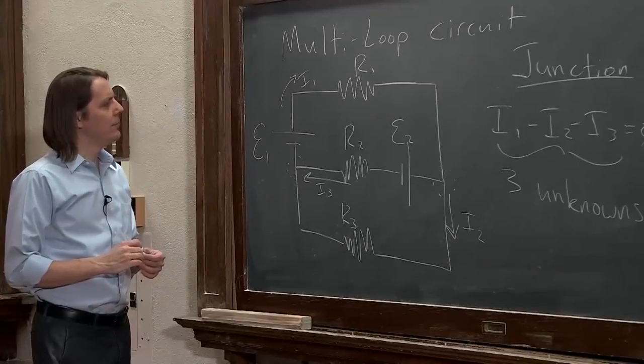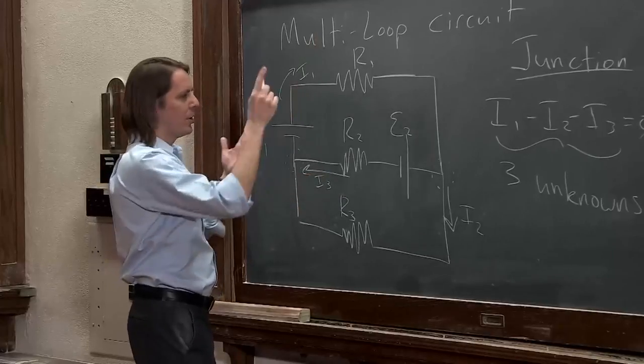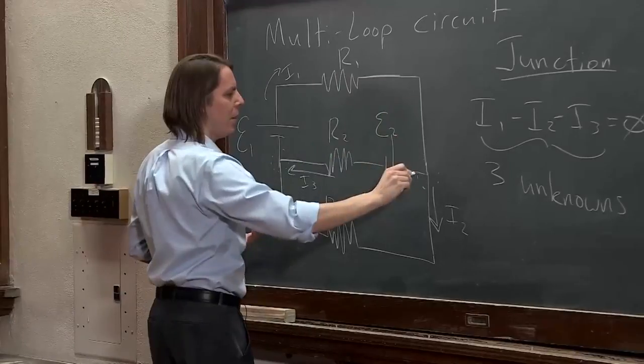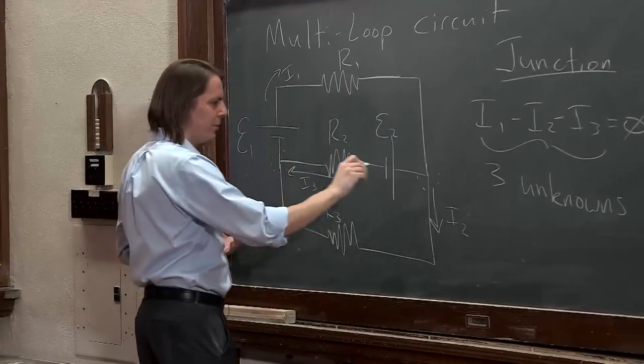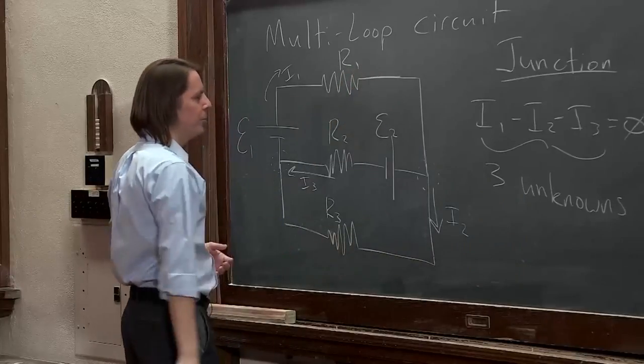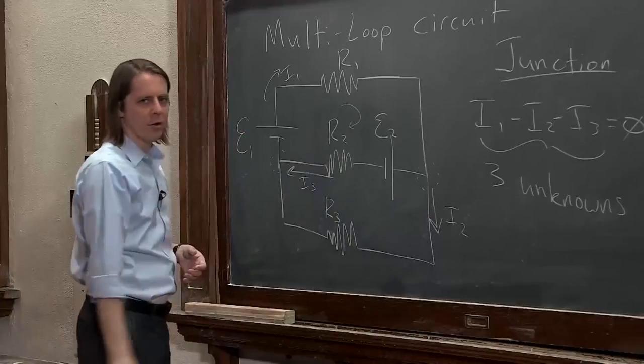All right, so for the loop rule, we've already defined the current directions. All we got to do is say, what loop are we going to do? There's actually three loops here. We could do this loop, the top half. We could do this loop, the bottom half, or we could do the outside. Right? So three possible loops. Let's start with the top half. Let's just go around it clockwise. It's always good to go clockwise.